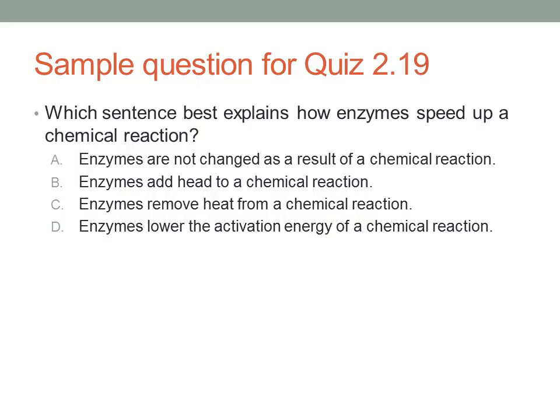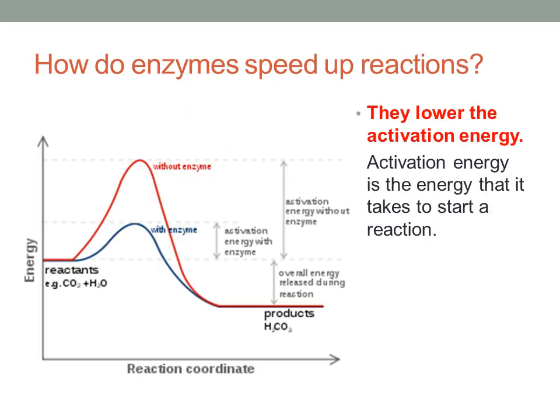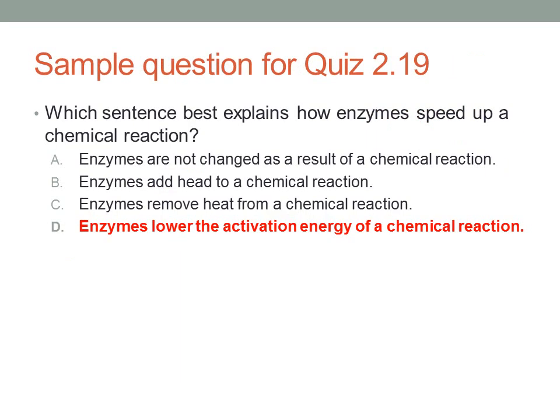So here's a sample question from quiz 2.19. Which sentence best describes how enzymes speed up a chemical reaction? A, enzymes are not changed as a result of a chemical reaction. B, enzymes add heat to a chemical reaction. C, enzymes remove heat from a chemical reaction. Or D, enzymes lower the activation energy of a chemical reaction. Look at the slide that I just showed you. How do enzymes speed up reactions? They lower the activation energy. The answer for this question would be D, enzymes lower the activation energy of a chemical reaction.